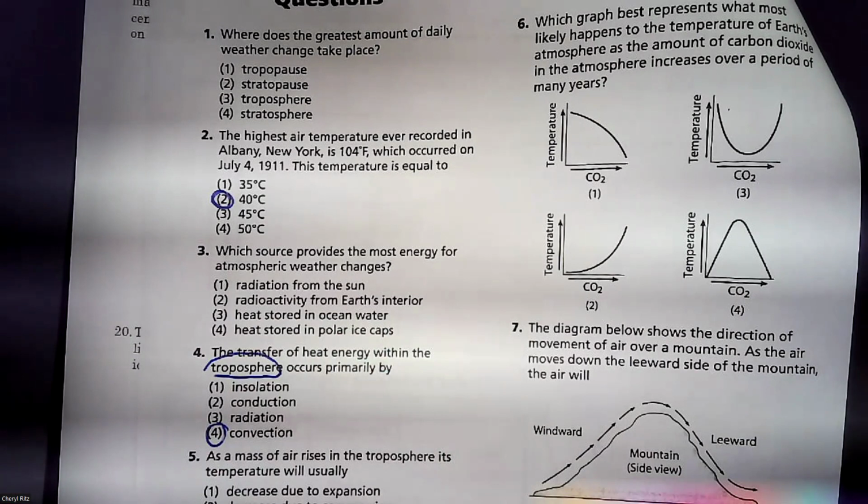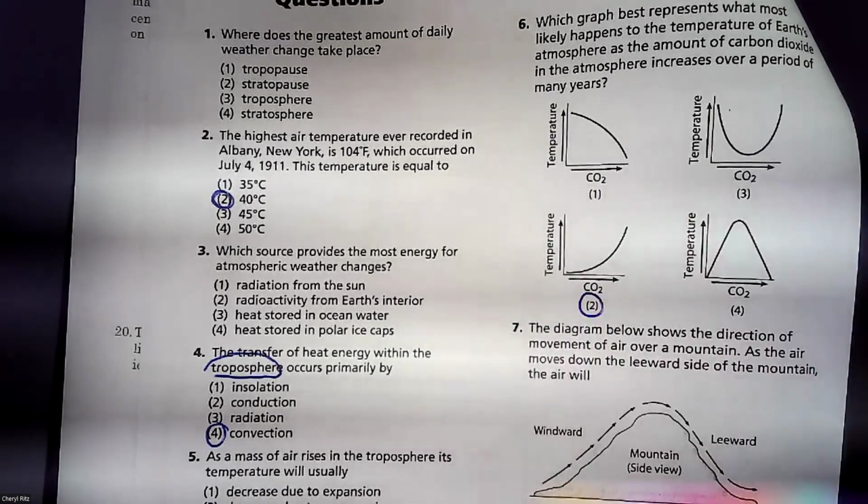Number 6, I did officially tell you you could skip. You may already know that carbon dioxide is a greenhouse gas, and the more greenhouse gases there are, the warmer the temperature. So that would be answer number 2.